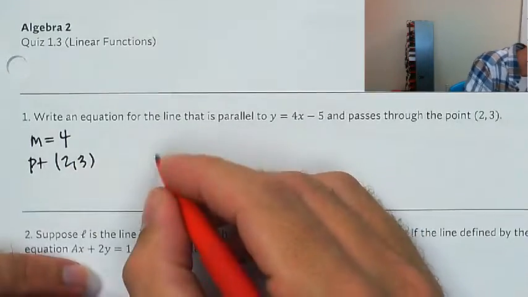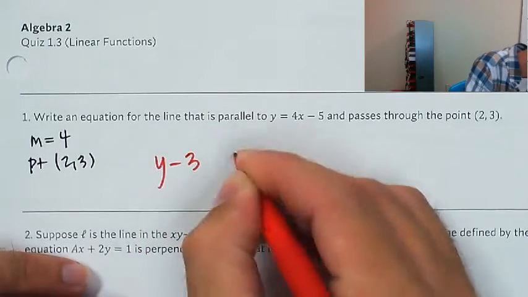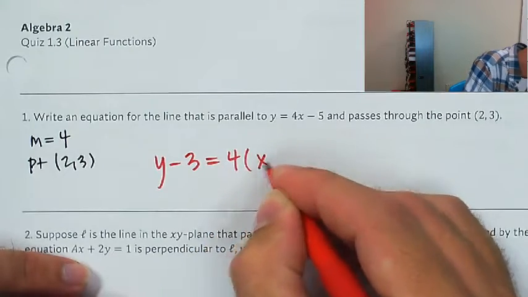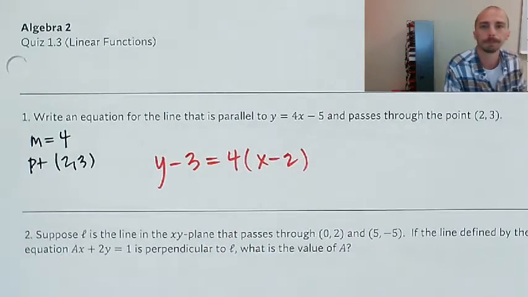And we know that point slope form is y minus the y coordinate of the point we know on the graph is equal to the slope times x minus the x coordinate.